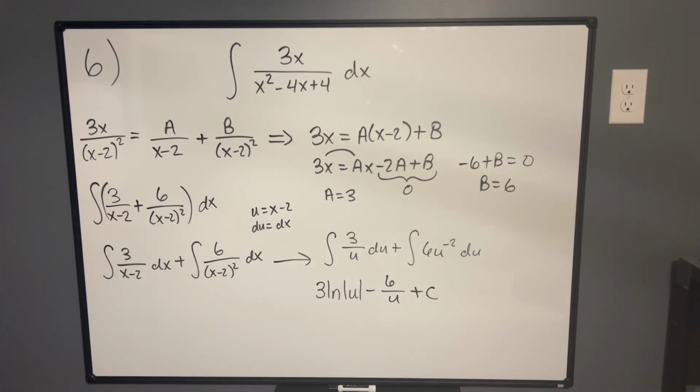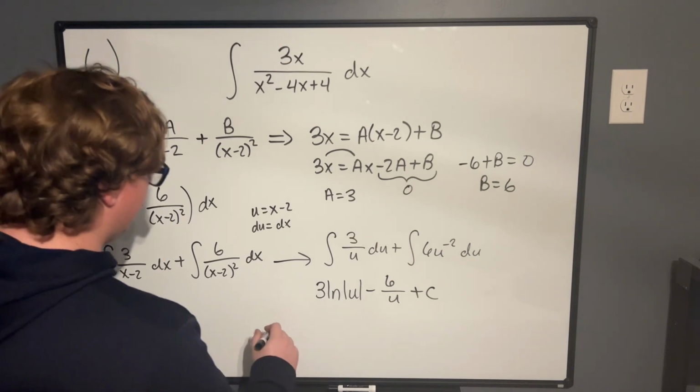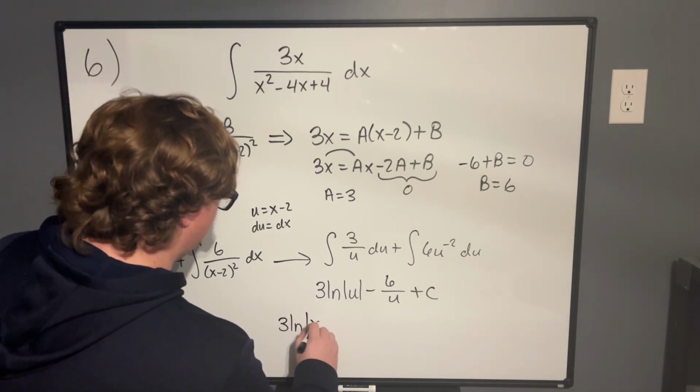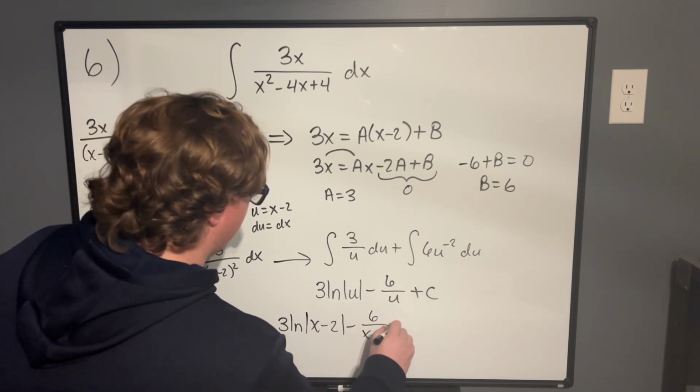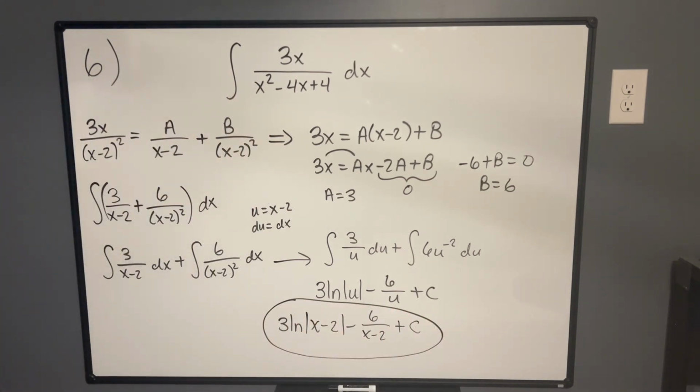But again, not technically our final answer because we need to go back to the x world here. So it's going to be 3 times the natural log of the absolute value of x minus 2 minus 6 over x minus 2 plus that constant c. And that will be our answer for number 6. So again, for those of you familiar with partial fractions, may not be too bad at all. It's just that repeated root makes this one a little bit trickier because you have to remember it. And yeah, I think this is a good question for number 6.